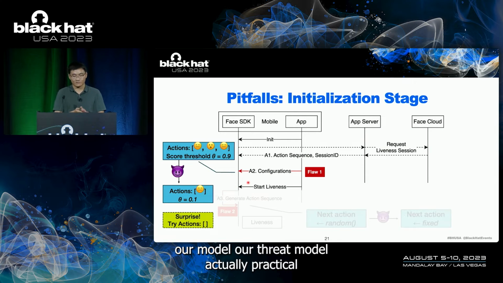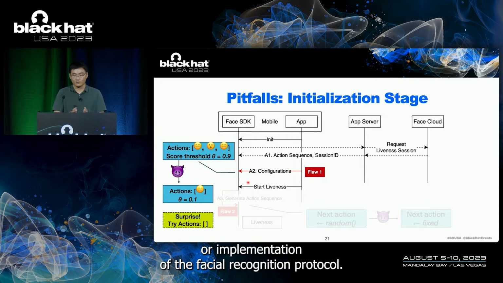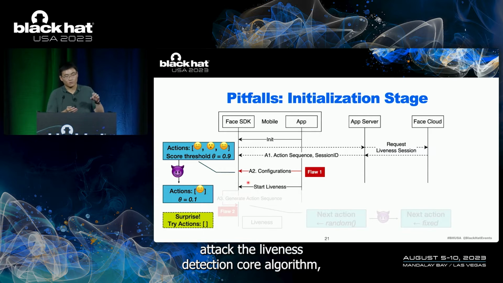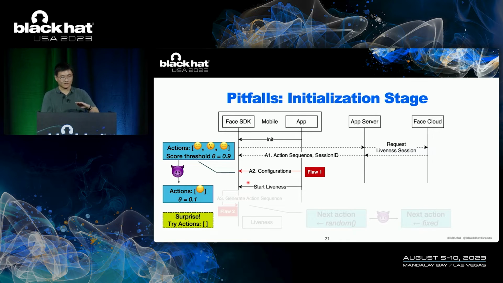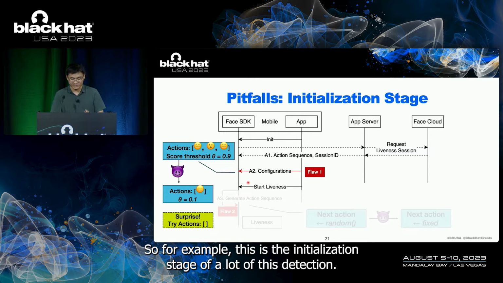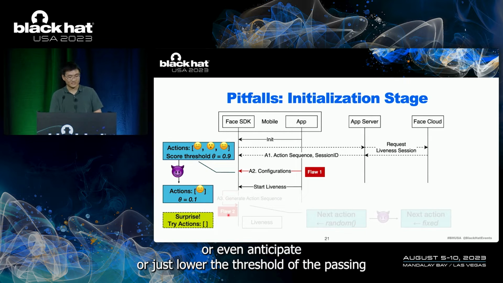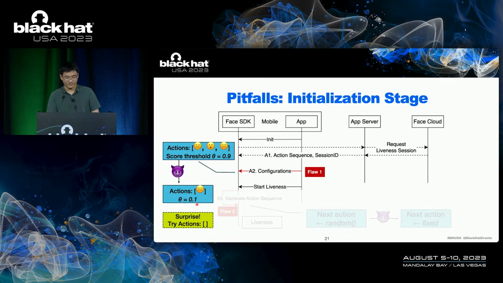What makes our threat model actually practical is some more fundamental pitfalls in the system design or implementation of the face recognition protocol. So the general idea is that although we cannot attack the liveness detection core AI algorithm, we can attack the pre-processing part and the post-processing part. So for example, this is the initialization stage of a liveness detection. An attacker can just modify the action numbers, say from 3 to 1, or even an empty set, or just lower the passing threshold of the machine learning model from 0.9 to 0.1. Yeah, so that's pretty easy.